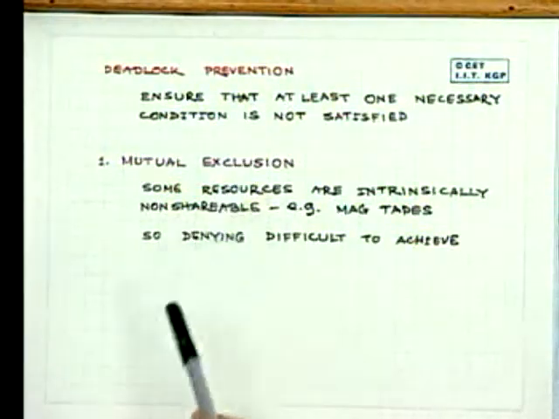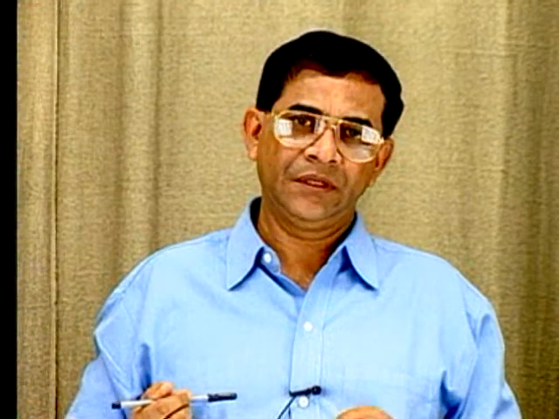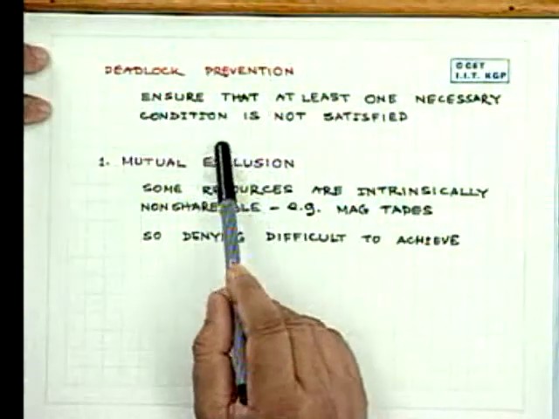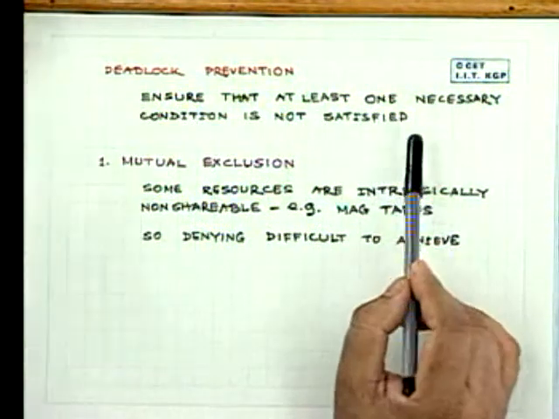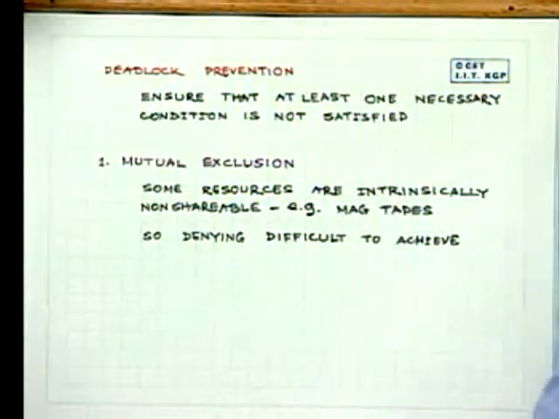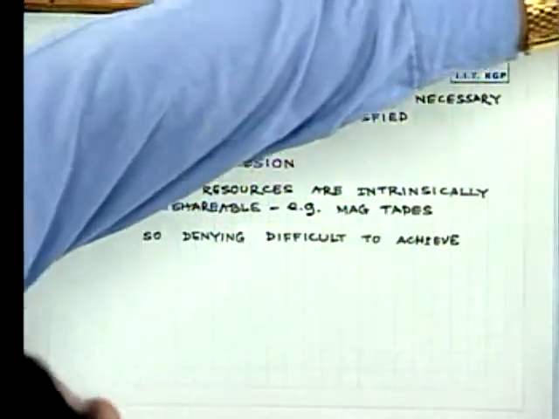Now, to prevent deadlock, as I say, prevention means that you allocate the resources at the very beginning in such a way that there is no possibility of a deadlock. That is our prevention. Now, to do that, we should ensure that at least one necessary condition is not satisfied. We say that there are 4 necessary conditions. Let us see what the 4 necessary conditions are once more, because that's important.